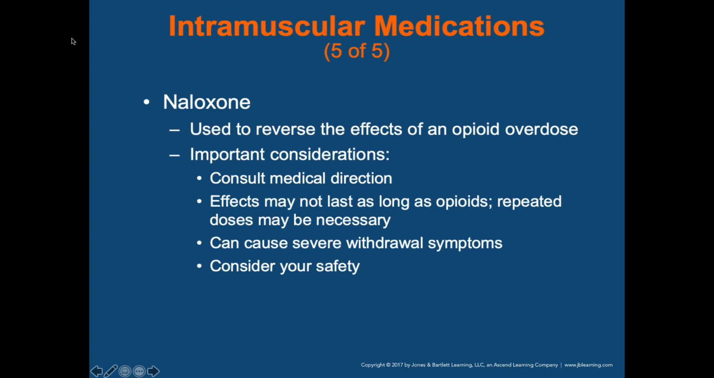Other intramuscular medications are also used intranasally, such as naloxone, which is Narcan, used to reverse the effects of an opioid or opiate overdose. Important considerations: consult medical direction. Effects may not last long, so repeated doses may be necessary, because opioids are longer acting versus opiates, which are different. Fentanyl would be more of an opiate, but Suboxone would be more of an opioid. These can cause severe withdrawal symptoms as well, so you've got to consider safety.